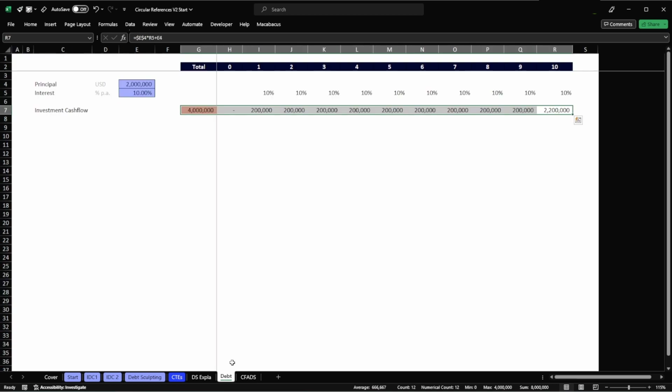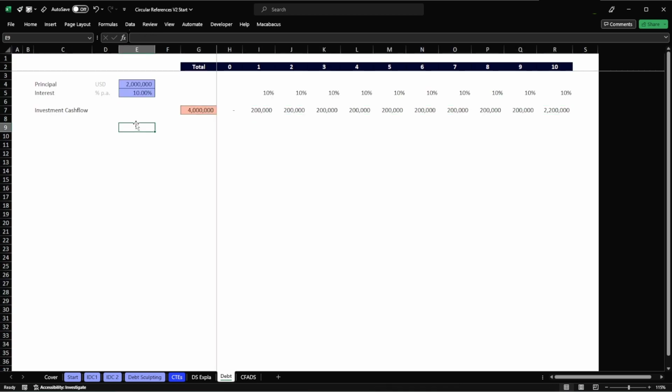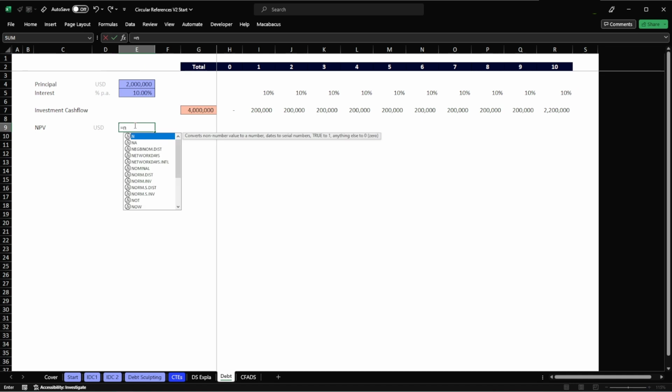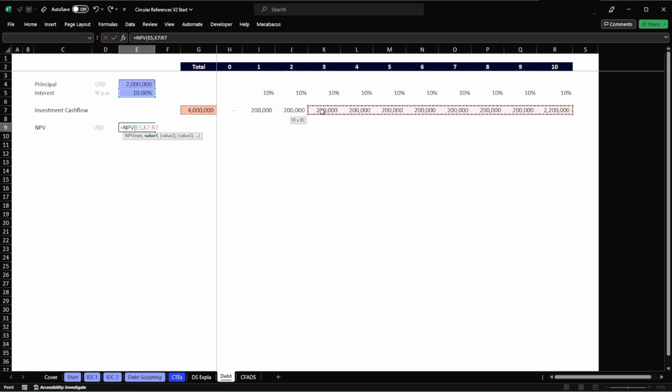Cool? So let's go back here. The question I would like to ask you: what is the NPV of this cash flow here? So I'm going to get an NPV here. It's going to be USD, and we're going to say this as a unit. So the NPV here is going to be equal to NPV. The rate is going to be this one in here, and we're going to calculate the NPV. I'm going to grab this range in here, and I'm not going to use period 0, because that's how you use the NPV.